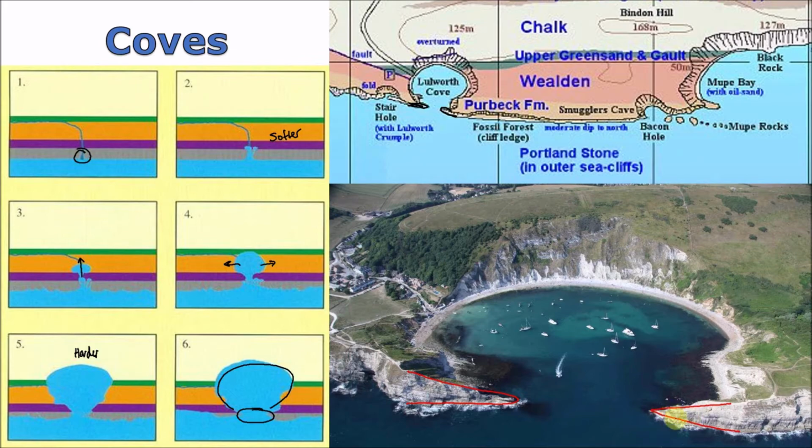This is very resistant, but once the waves have broken through that, we can see how the wave action has been able to erode inland and how it's been able to erode laterally as well, again creating that kind of classic cove shape that we saw here.